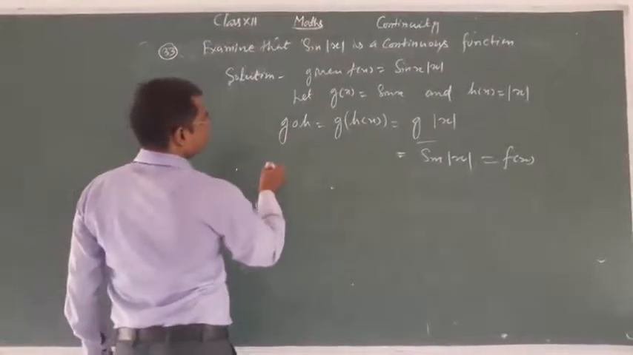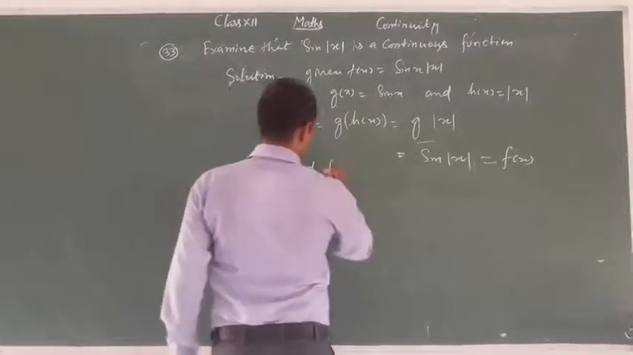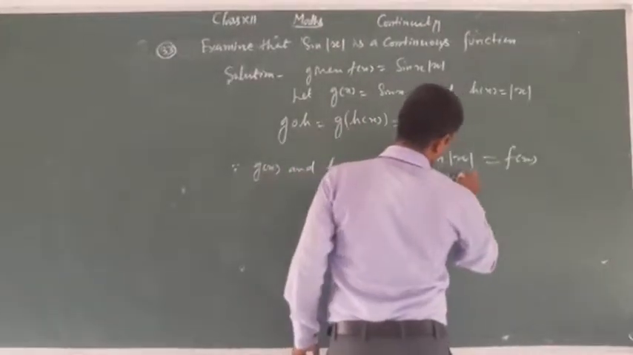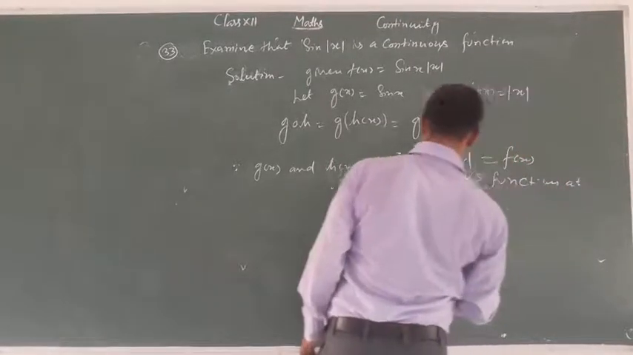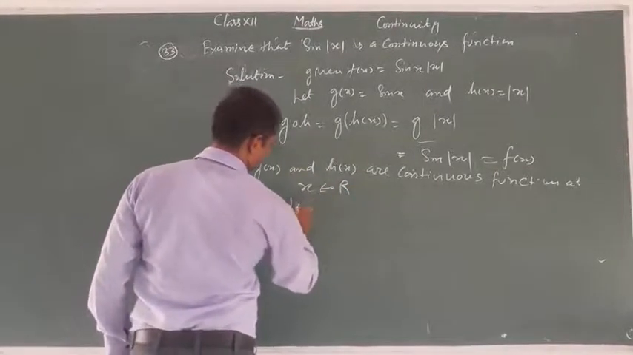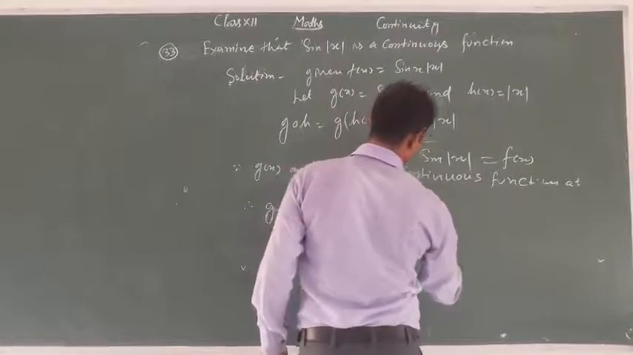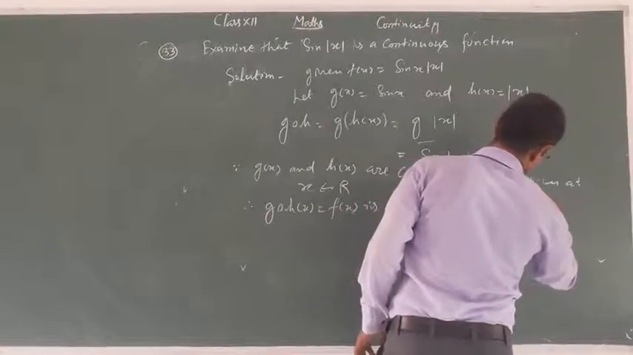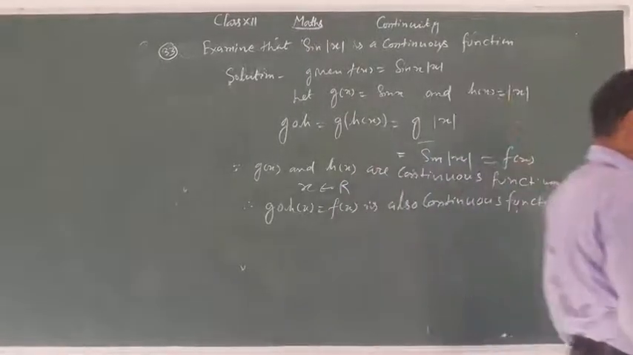Since g(x) and h(x) are continuous functions at x belonging to R, therefore g∘h(x) is equal to f(x) is also a continuous function at x belonging to R, at every point.